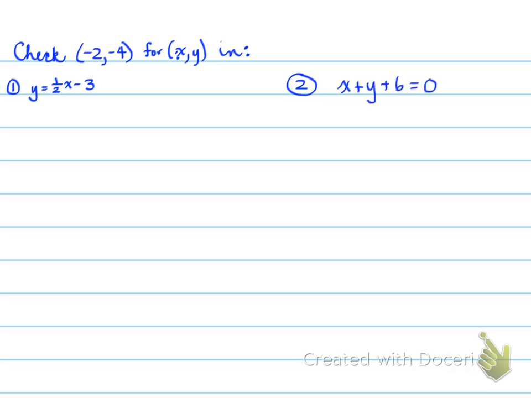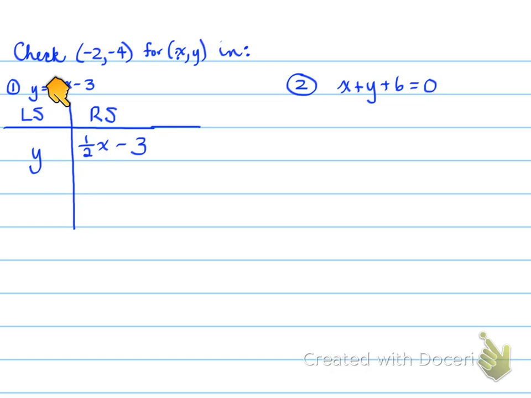How do we check? Well, we must perform something called the left side, right side check. So we create a left side, right side table, and what we put on the left side is y. On the right side, we put 1/2 x minus 3. So where does this line start? It is always where the equal sign is, because it's the left side and the right side of the equal sign. You always do a check in this format, because what we're doing is we're checking to see, does this point make the left side equal the right side? That's the whole point behind doing this, folks.